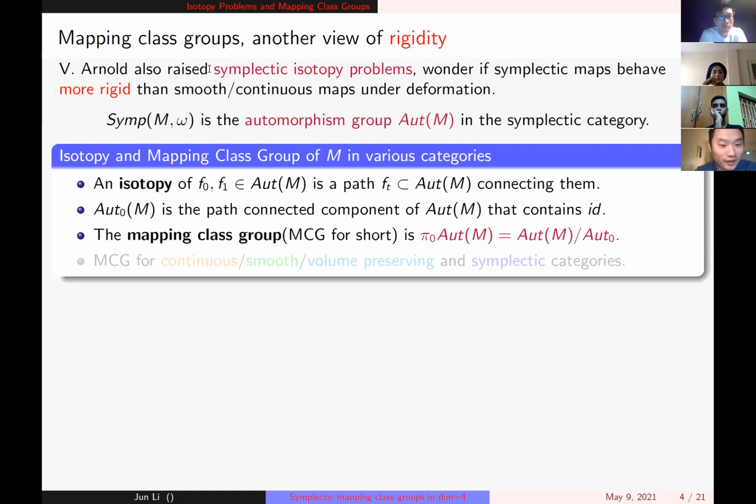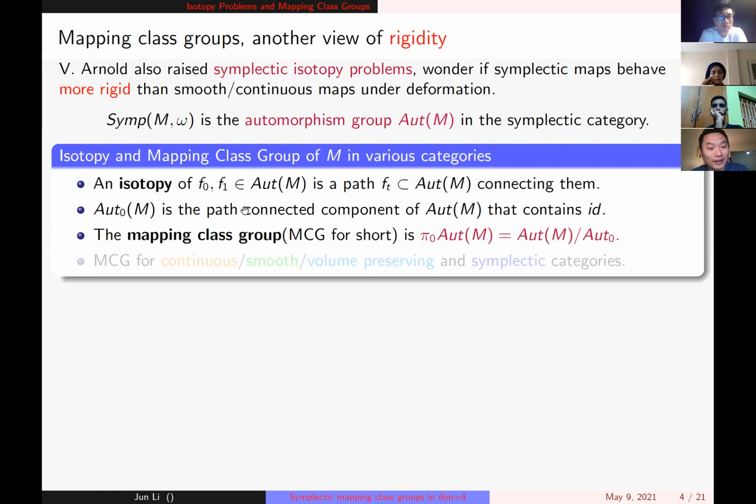The idea is pretty simple, actually. We take an automorphism group in any category, denoted by Aut M. And then we pick up two maps. If we are able to connect those two maps using a path that completely lies in this automorphism group, then we say this is the isotopy of the two maps.